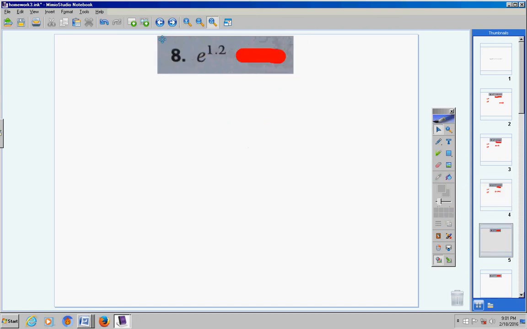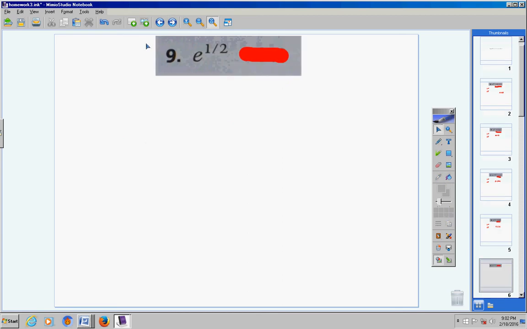Number 8, with your calculator, you want to hit second, the natural ln, and this will pop up, and then type in 1.2, close the parentheses and hit enter, and you'll get this. And then lastly, number 9, you would hit with your calculator second, then the ln button, and this will pop up. Then type in 1 divided by 2, 1/2, hit enter, and you will get this right here.